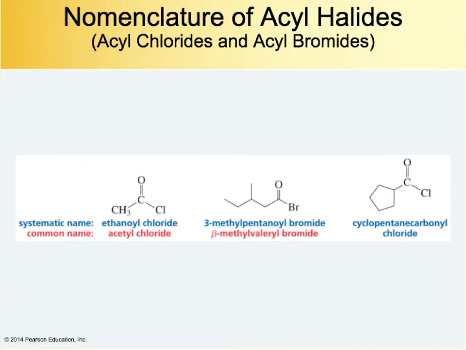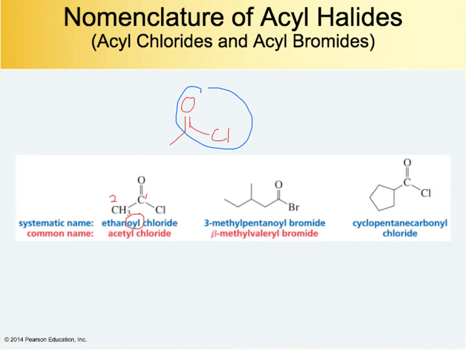Other carboxylic acid derivatives are the acid chlorides. So this piece is considered the acid chloride piece. There are a couple different ways to name these. There's the oyl, so ethanoyl chloride. So note the oyl piece here. There're 2 carbons, so ethanoyl chloride, or acetyl chloride is a common name.